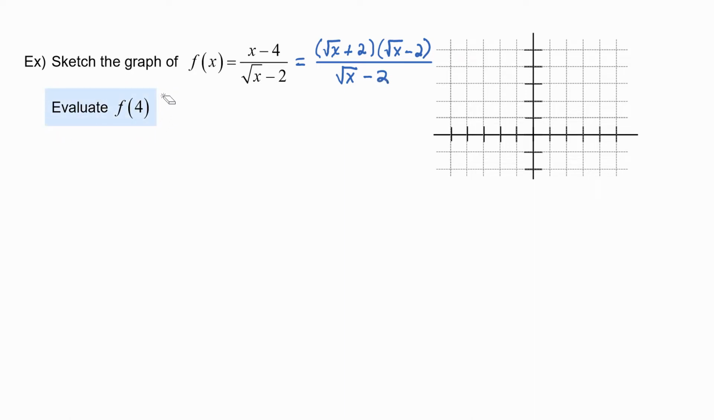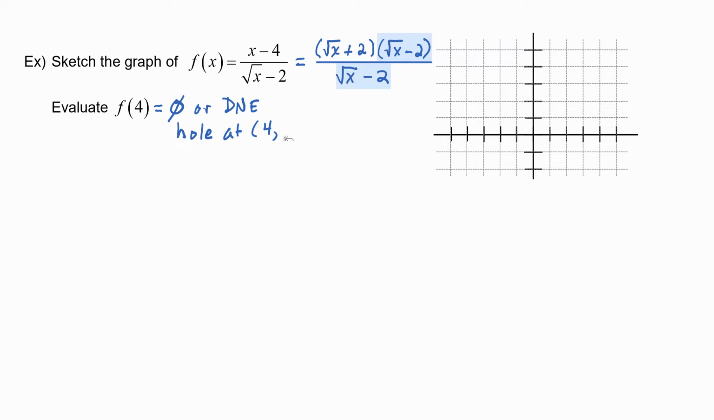Now let's go ahead and evaluate f of 4. If we were to put 4 into the denominator, we see that we get 2 minus 2, which is 0. Can't have 0 in the denominator, so f of 4 is undefined, or we can say that it does not exist. Now we know that because we have this common factor here, that means we are going to have a hole in the graph of f of x, and that hole is going to be at x equals 4.